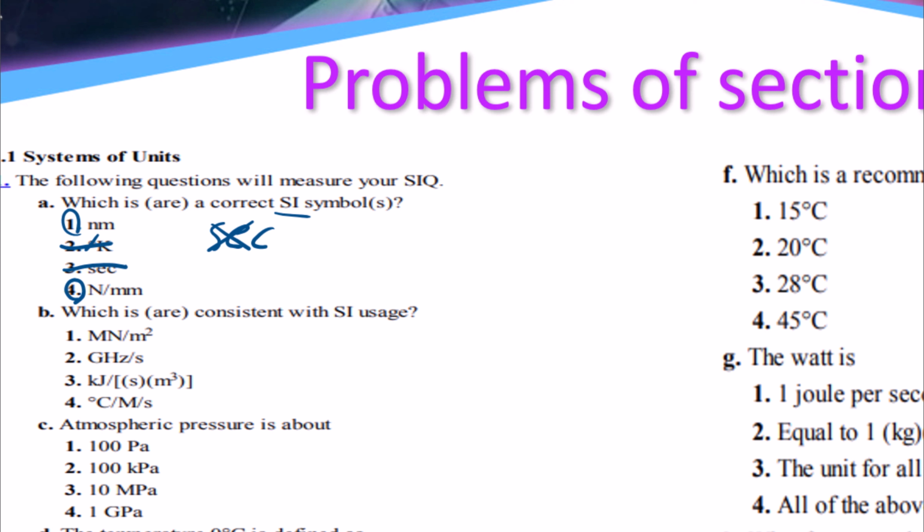The next part, which is or are consistent with SI usage? This one. We don't have any problem with this. But why? Because of this. We use degree of Celsius. We don't use degree of Celsius with capital C. It is totally wrong. Atmospheric pressure is about this one. This is the data that you must know.